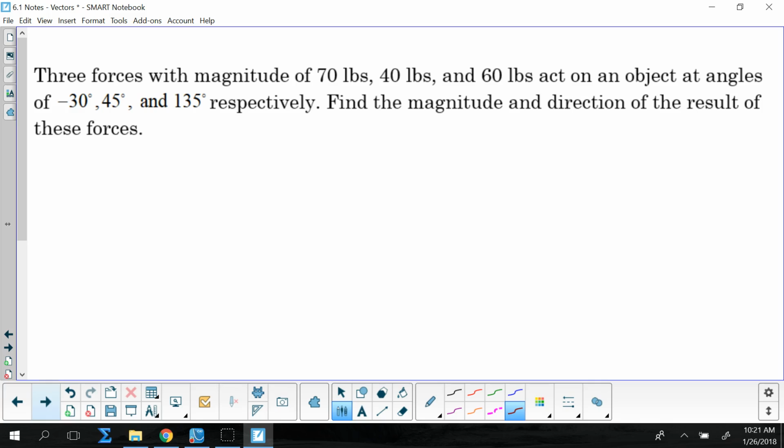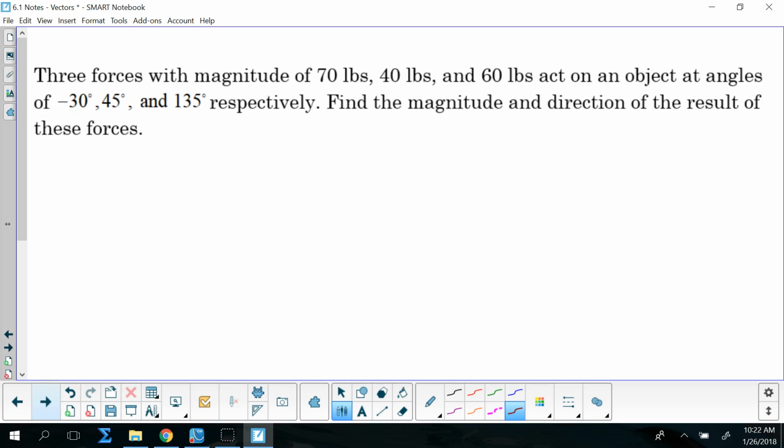Then it says, find the magnitude and the direction of the result of these forces. Well, the result is going to be what? The sum of all the forces, right? So we should probably find all the forces, find their component forms, and then add them all together. From that, that's going to give us the component form of the result. We can find the magnitude of it, which is what we have to do, and we can find its direction angle.